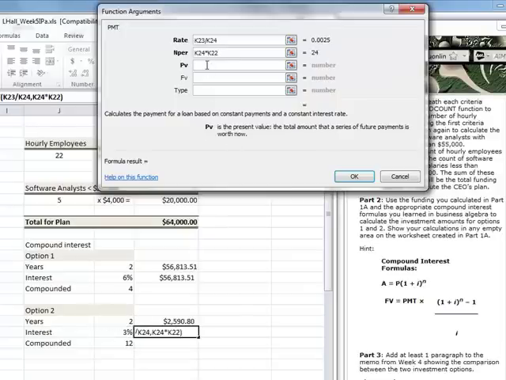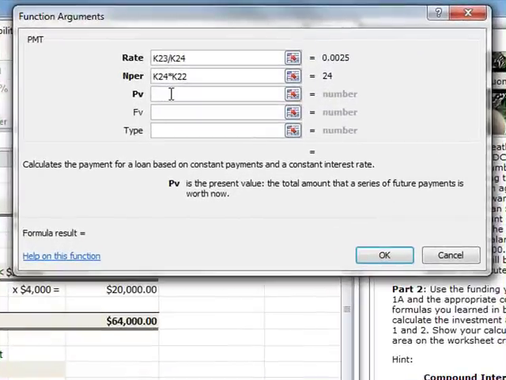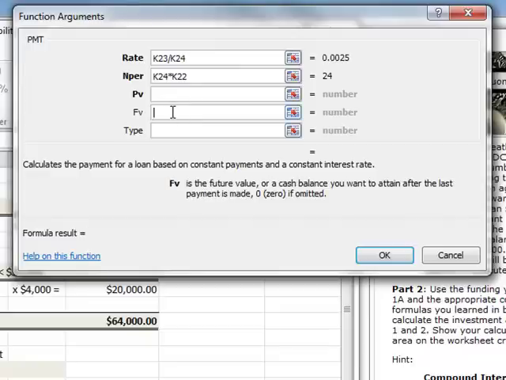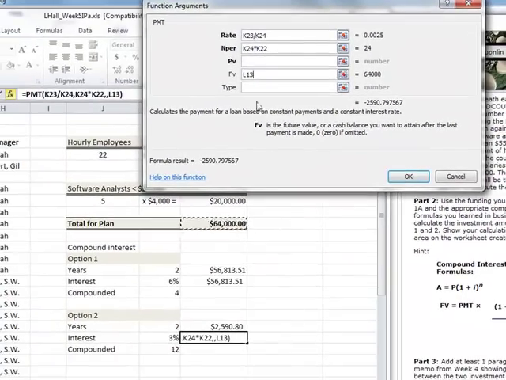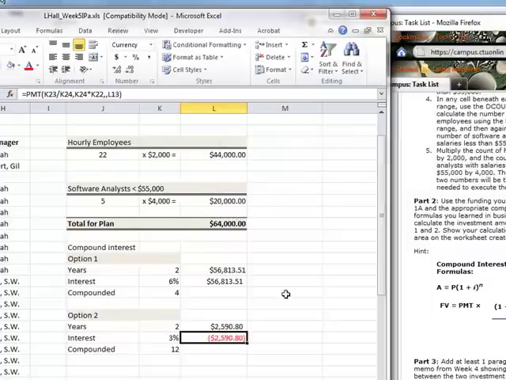Okay, our present value, well, we're not putting anything in there. Now, if we're starting with a base payment, like maybe he's putting in $5,000, you would want to put that here. He's not starting from anything. He's starting from nil. So we're going to put nothing there. Now, notice there's no bold here. These are optional. We want to end up with a future value. Our future value we want is $64,000. So we're going to put that right there. And then we're going to click OK.